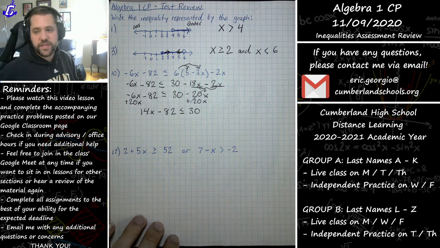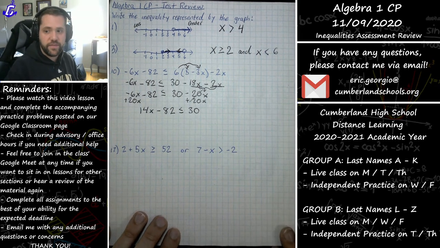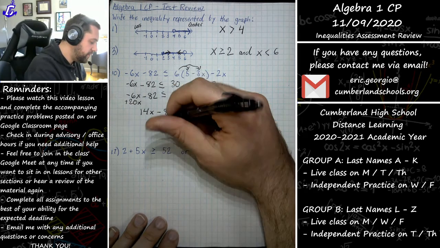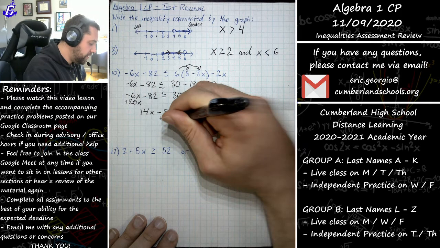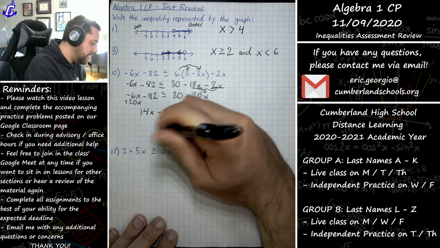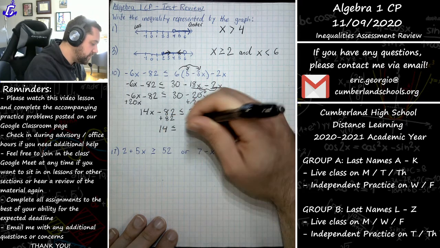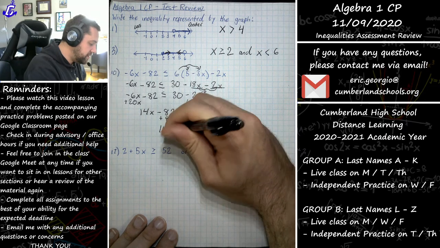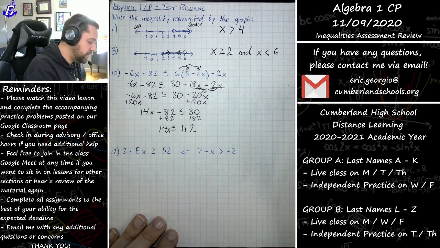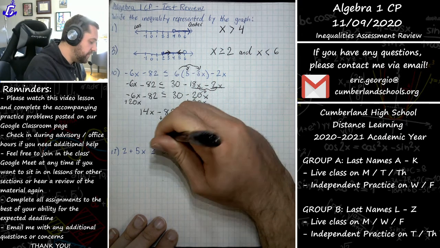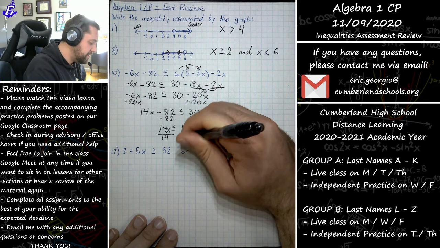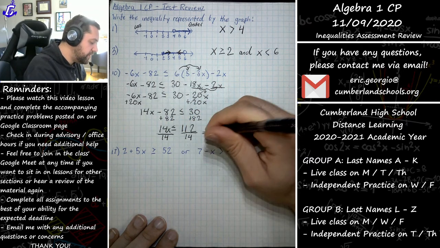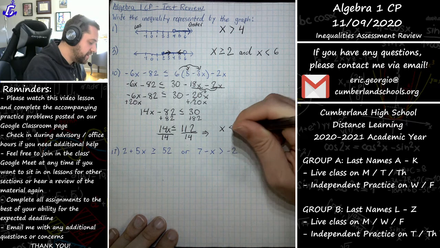And now this has become a two-step inequality that we know and love. Love solving two-step inequalities. They're nice and familiar. I'll add 82 to both sides. I get 14x, sorry, 14x is less than or equal to 30 plus 82 is 112. Last but not least, we'll divide by 14 to get x alone. And I believe this comes out to be that x is less than or equal to 8.